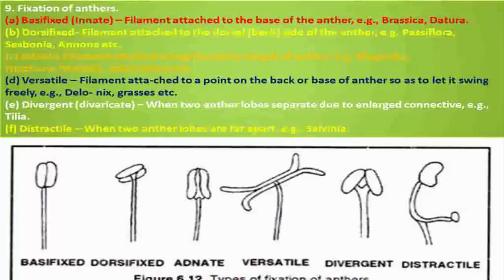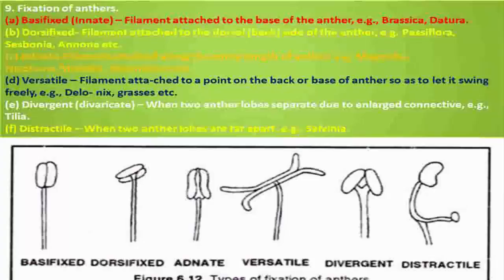Now comes your distractile. When the two anther lobes are far apart. As you can see, this is one lobe and this is another lobe, so they are far apart. So when two anther lobes are far apart, then that is known as distractile. And it is seen in Salvinia.